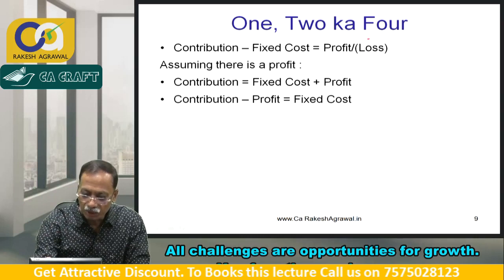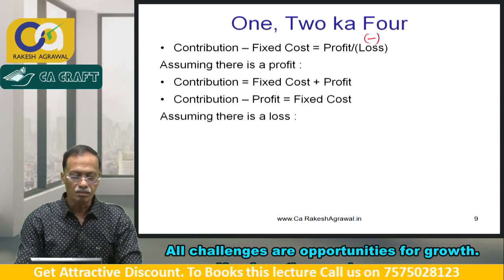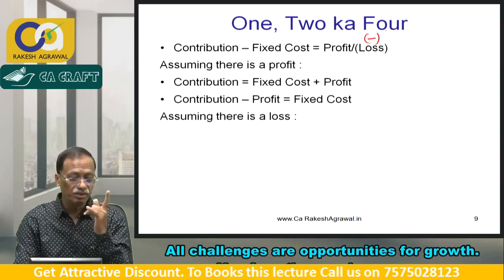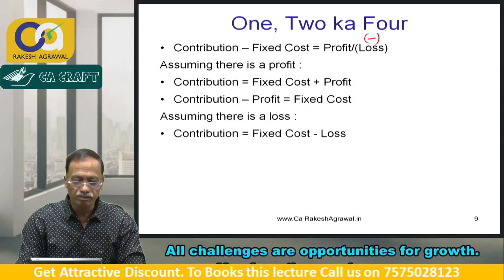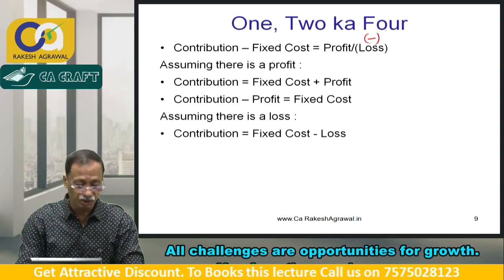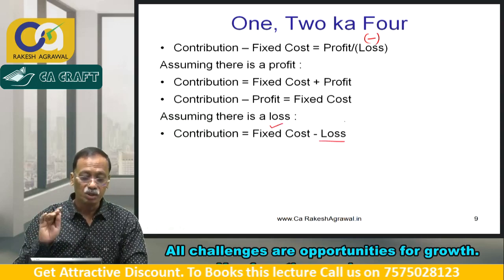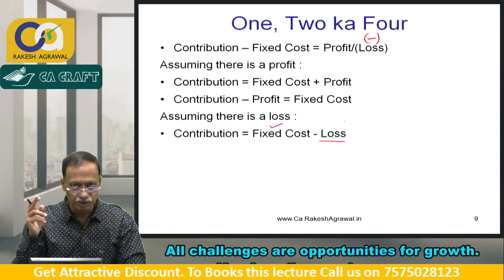Now we'll take a situation of loss. Loss means the right hand side is negative now. Please remember, the right hand side is negative now. And now I am reshuffling the formula with the right hand side negative. So the reshuffled formula will become contribution is equal to fixed cost minus loss. See, fixed cost has gone to the right hand side, so it will become positive, but loss was already there, which was already negative. So contribution is equal to fixed cost minus loss.